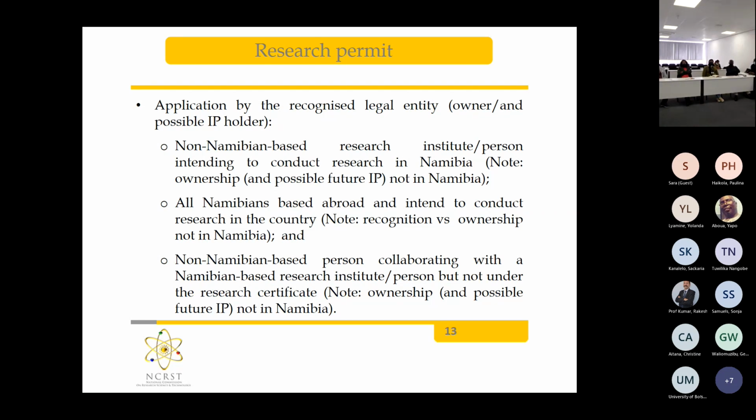who are then grouped as non-Namibian based, they are categorized like that because of the ownership of such research. The intellectual property, will it belong to a Namibian research institute or will it belong to an institute outside of Namibia? In the event, say, for example, a university, you are a PhD student with the University of South Africa, but you are a Namibian, and you are coming to conduct research here in Namibia, you will be regarded as non-Namibian based because who owns the intellectual property?